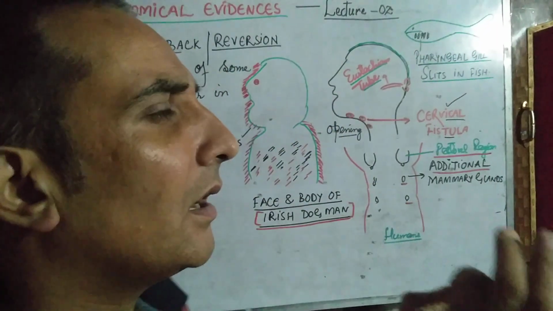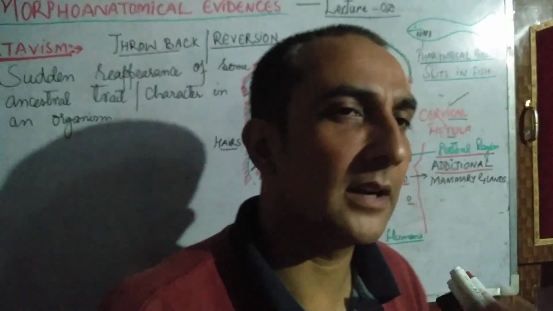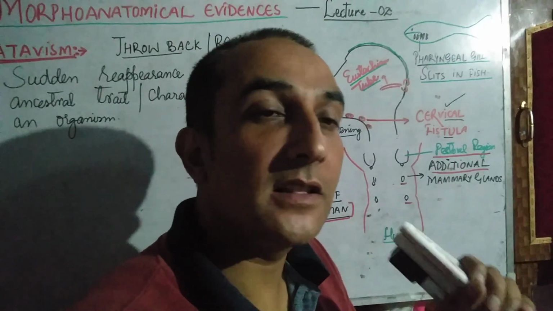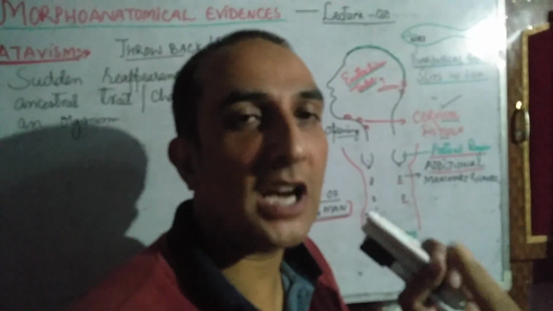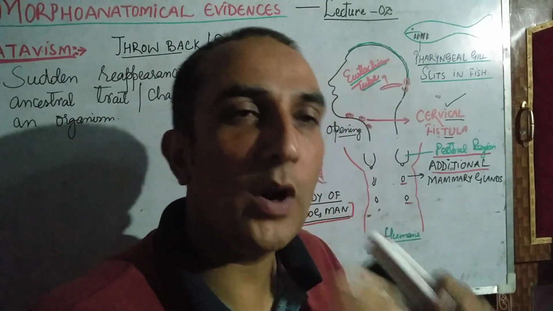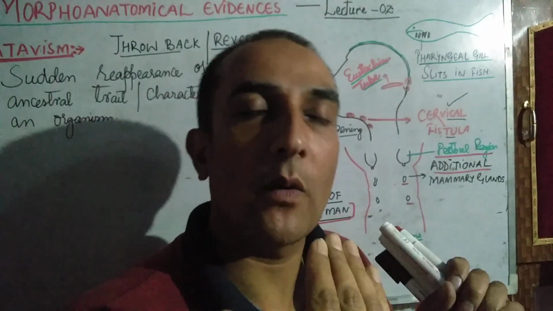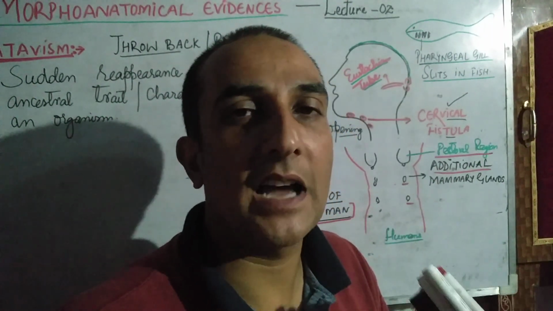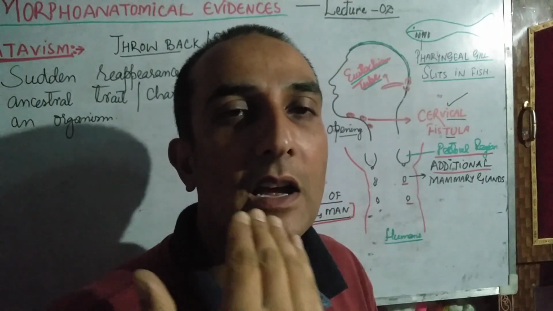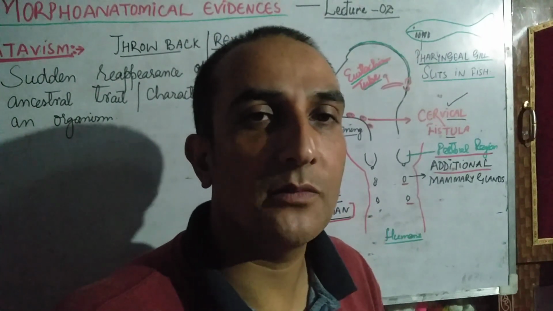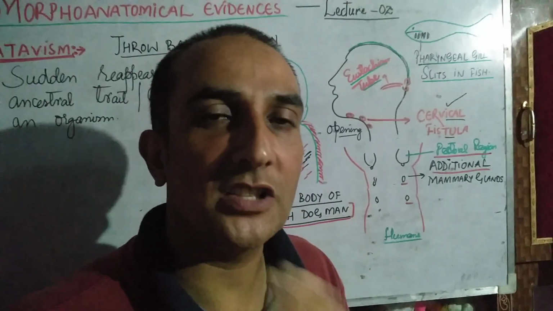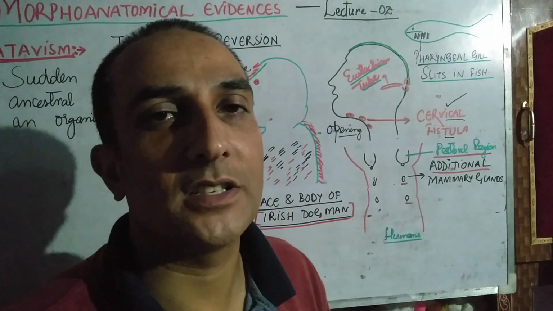Now I will elaborate a little bit about why these things happen and what they indicate. They indicate that humans had these characters in the ancient past, but during the evolutionary course we came to lose these characters. So they remind us that our ancestors used to have these characters, and this is what we call throwback, reversion, or atavism. With this we end the topic on atavism, and it is the last lecture on the morphoanatomical evidences favoring evolution.